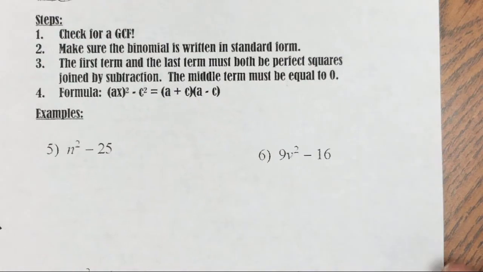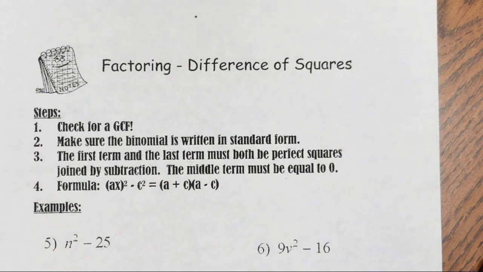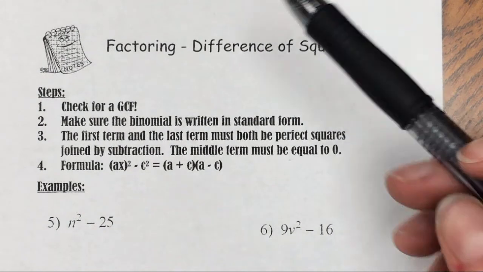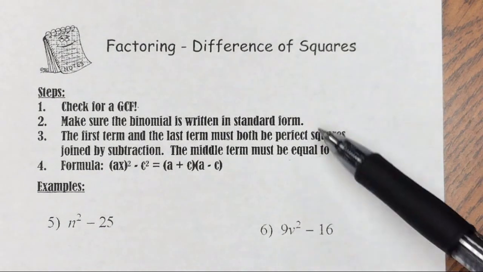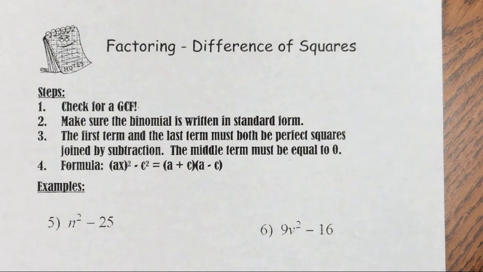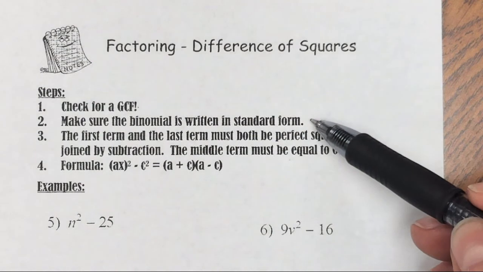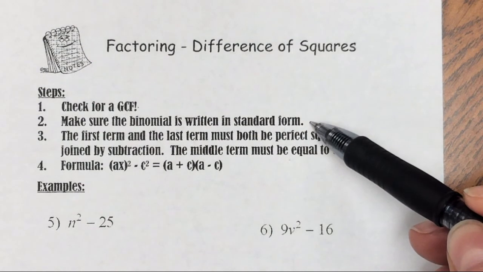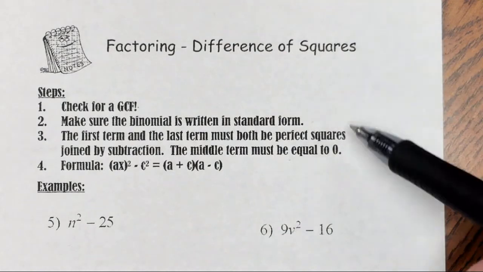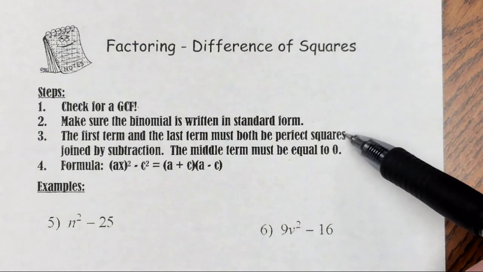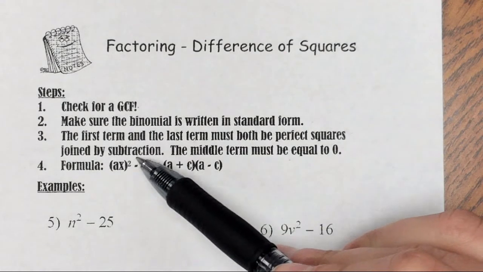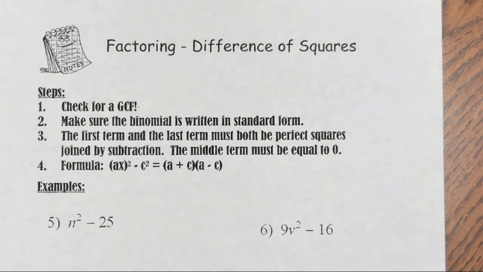All right, moving on to difference of squares. So this is another one where you have a special case. So steps for that, I'm going to check for a GCF. I'm going to make sure the binomial is written in standard form. So highest exponent first, followed by the constant. There will be no middle term. The first term and the last term must both be perfect squares, joined by a subtraction. The middle term must be equal to 0.